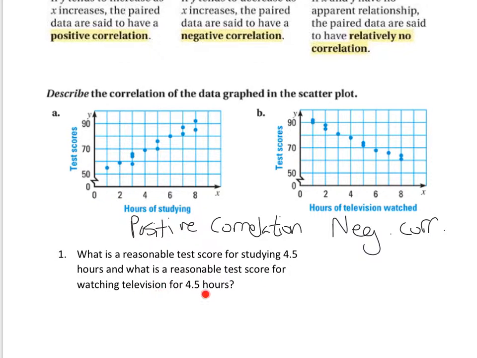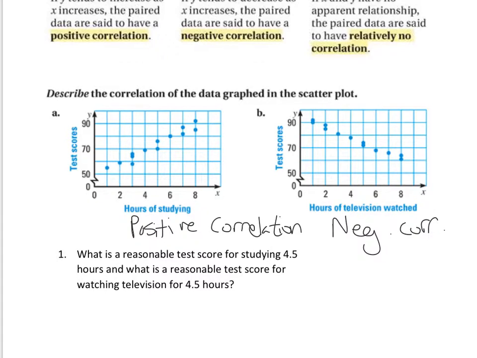So it says, what is a reasonable test score for studying 4.5 hours, and what is a reasonable test score for watching television for 4.5 hours? So this is hours of studying and test scores. This is hours of television watched and test scores. So here's the thing. So that makes more sense. The more you watch TV, the lower your test score goes here. The more you study, your test should increase.